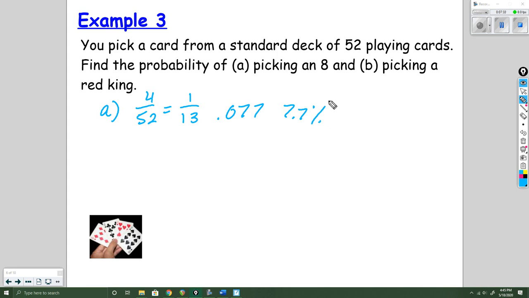All right, if we choose one card randomly from this deck of 52 playing cards, the probability of picking a red king is going to be the amount of red kings out of the total deck of cards. So there's 52 cards in the deck, and then how many red kings are there? There's a king of hearts and then king of diamonds. So that would be 2 out of 52, which is 1/26th in simplified form, or 0.038 or 3.8%.